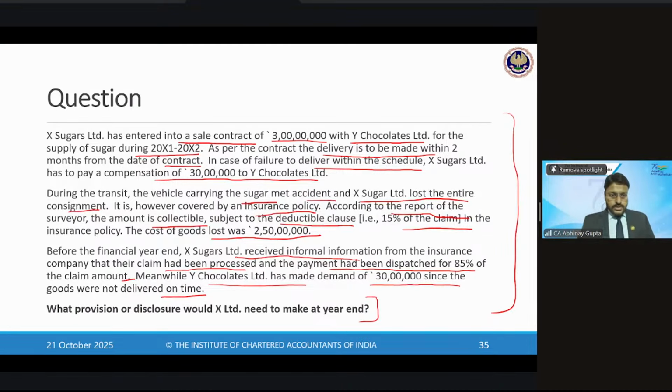Ayush is saying the past event is not supplying on time. Since the demand is not disputed, X Limited will recognize a liability of rupees 30 lakh. I guess we need to record a liability since there is no uncertainty as to the time or amount. Okay. So you are saying it is not a provision, it is a liability, Ayush, right? Okay.